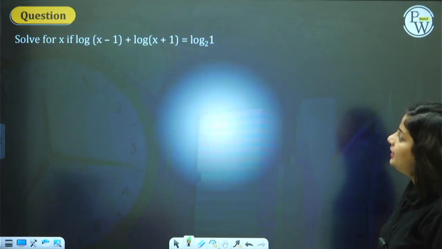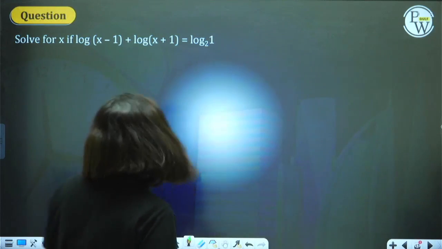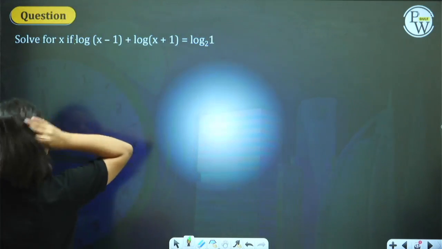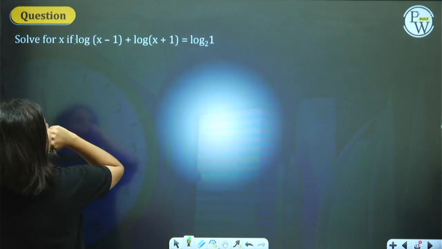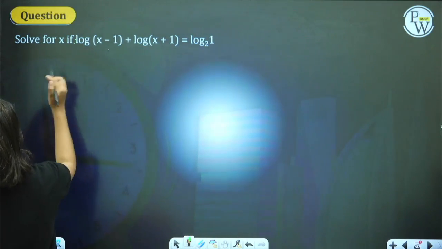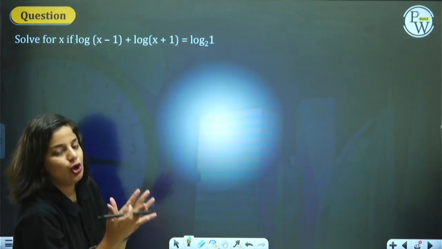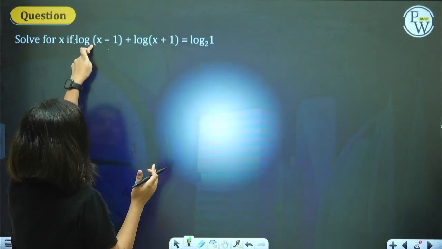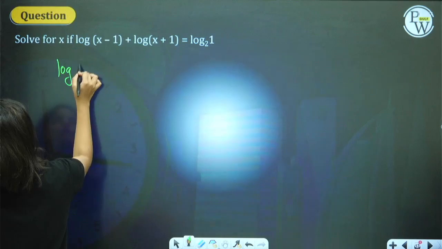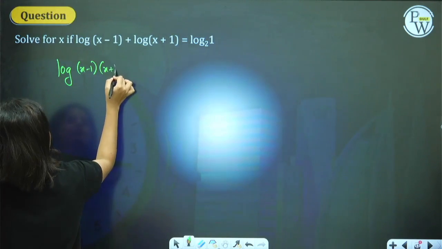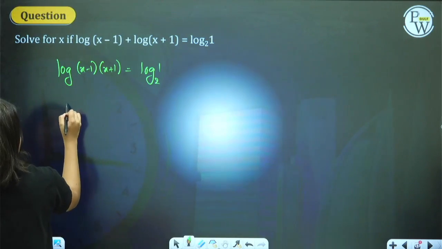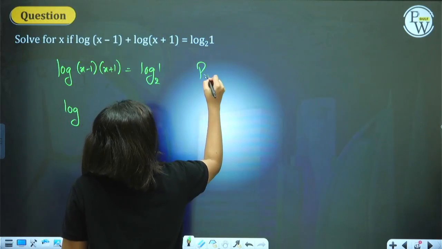Remember this property. Based on that property, here is a question. Solve for x: log of x minus 1 plus log of x plus 1 is equal to log 1 to the base 2. Okay. We have to solve. Log A plus log B. On the left hand side, can I apply the product law? Log A plus log B as log of A into B. The bases are the same, right? Nothing means 10. So that's equal to log of x minus 1 into x plus 1 is equal to the RHS, log 1 to the base 2. The RHS I am not touching. The LHS only I have touched. What have I done? Product law.